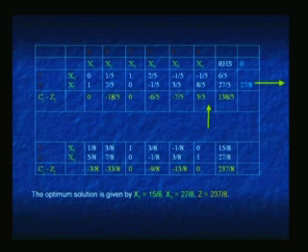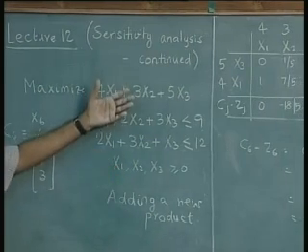After one simplex iteration, the objective function is 237 by 8 and the optimum solution is x3 equal to 15 by 8, x6 equal to 27 by 8, z equal to 237 by 8. So in this case, adding a new product is profitable and we add the new product.